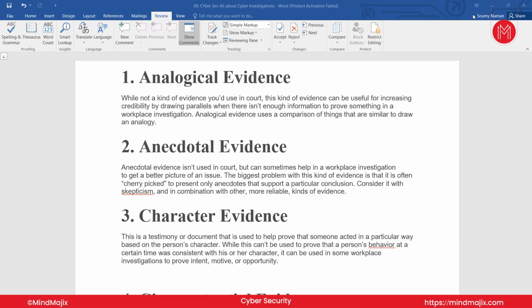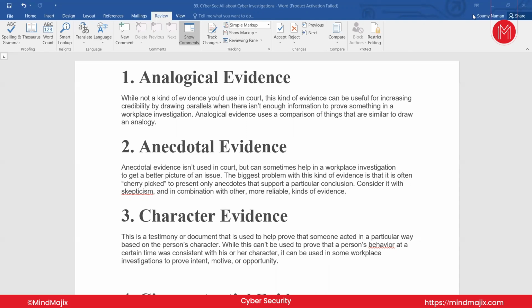The second one is anecdotal evidence. Anecdotal evidences can help in a workplace investigation, but they cannot be put in front of the court. It is done to get a better picture of a particular issue. The biggest problem with this kind of evidence is that it is very often cherry picked to present only the anecdote or anecdotes that support a particular conclusion. Consider it with skepticism and in combination with other more reliable kinds of evidence.